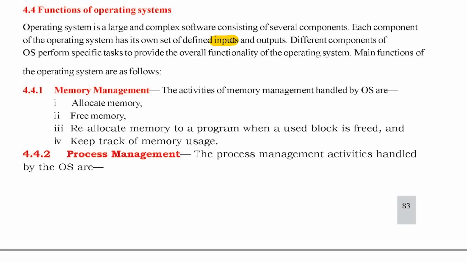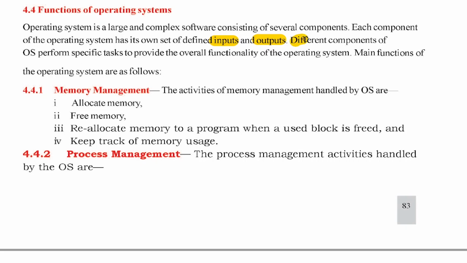So normally there are different components. It's like different parts of the operating system; it's not one big unit. So there we have different parts. Each part takes something as input and produces something as output. So for every task, each part of the operating system will have its own set of inputs and also outputs. These different components of the operating system perform specific tasks.